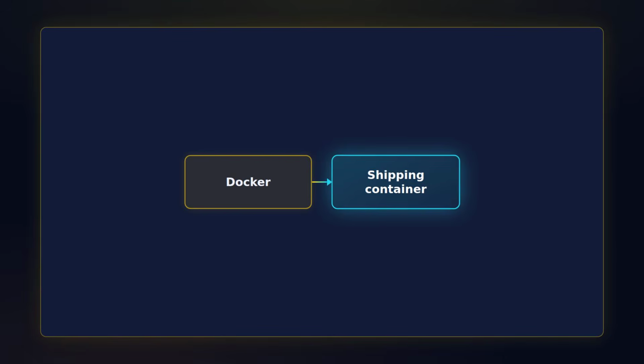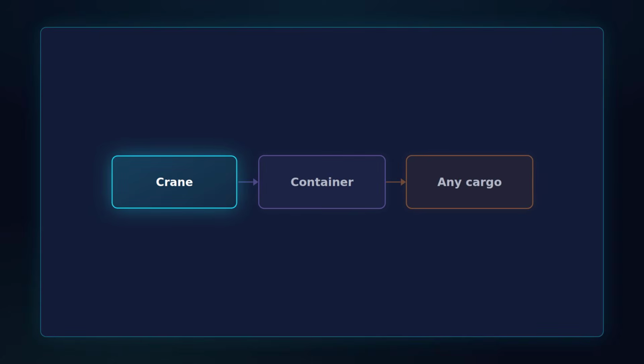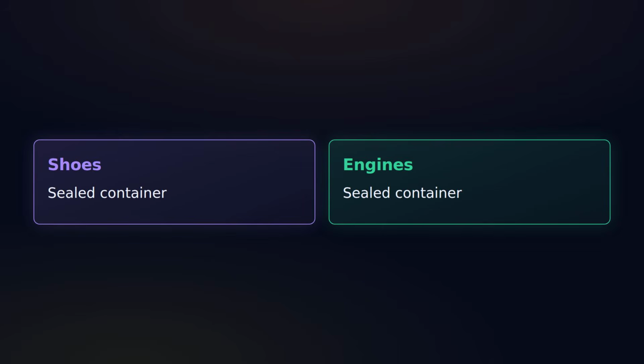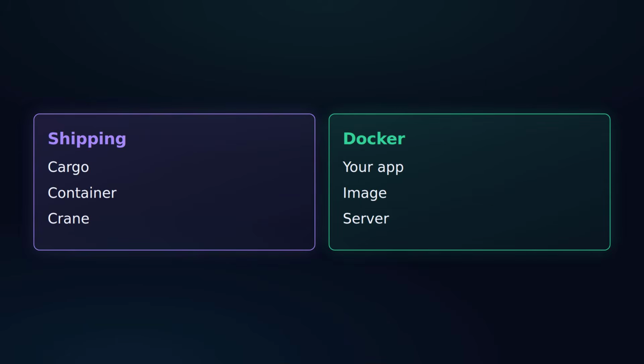This is why they called it Docker in the first place. A real shipping container doesn't care what's inside. Crane lifts it exactly the same way every time. Shoes, engines, furniture. From the outside, every container looks identical. Your app is the cargo. The image is the container. The server is the crane.